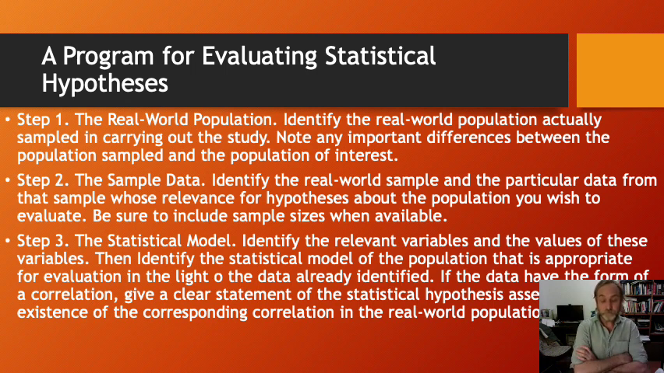Then you go to the statistical model. In the statistical model, all you really need to do is identify the relevant variables and the values of those variables, and then identify the statistical model that's appropriate for evaluation in light of the data already identified. So if we're dealing with a correlation, or are we just dealing with a proportion, like we were in the last one? Are we dealing with a distribution? In that case, give a clear statement in step 3 of what the statistical hypothesis is. Is it claiming that there's some correlation in the real world population? Is it just saying something about the proportion of a particular value of a variable in the population? What's being claimed?